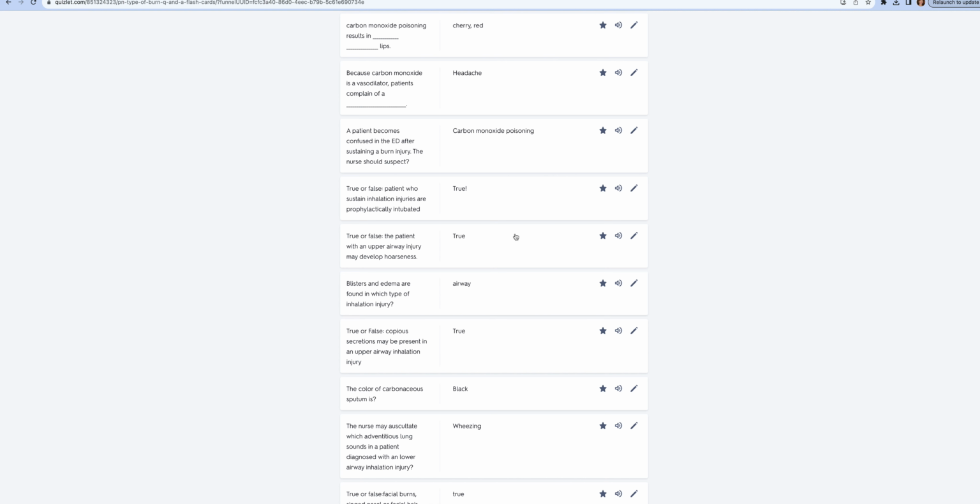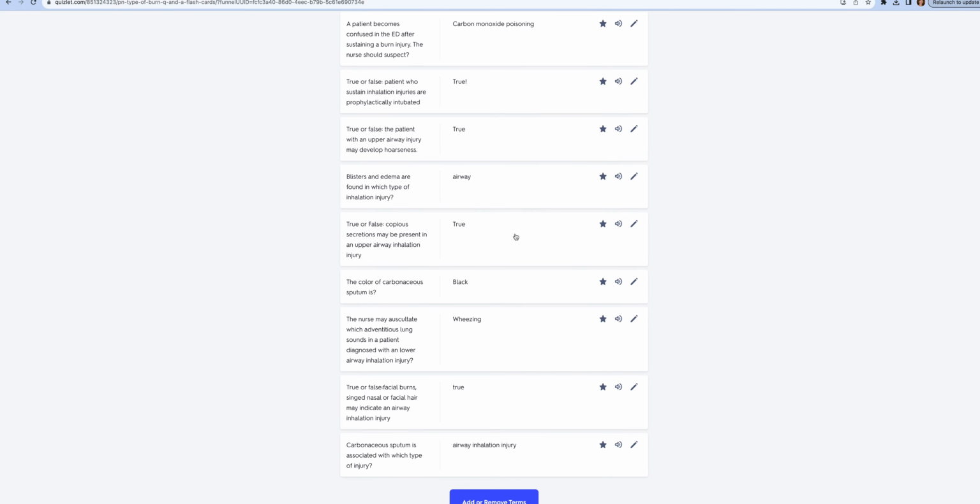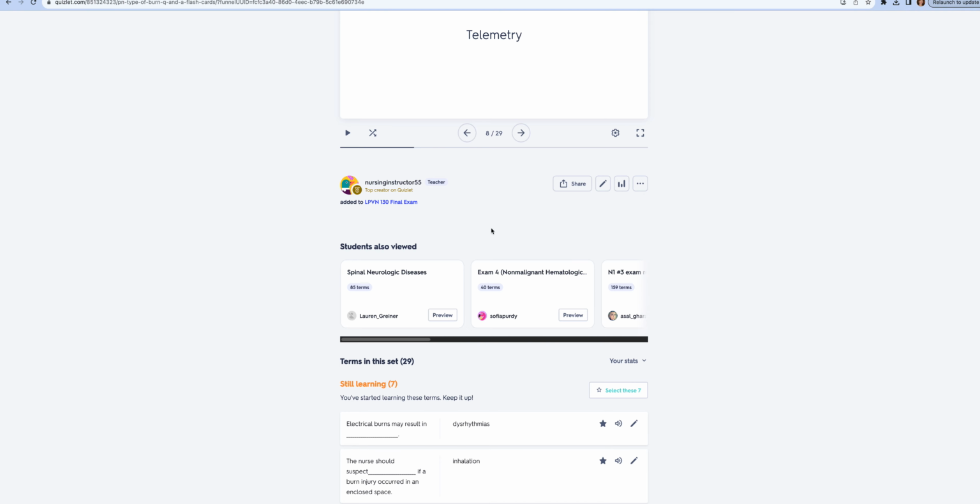Patients who do have inhalation injuries are going to be prophylactically intubated before they start having edema of the airway. They could have a hoarse voice. They could have carbonaceous sputum, which is black sputum. They could have blisters and edema in their mouth and nose. They could have singed facial hair. So watch out for those kinds of signs and symptoms in patients with a burn injury.